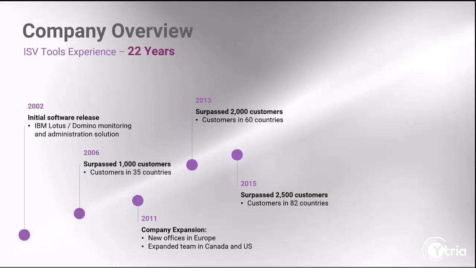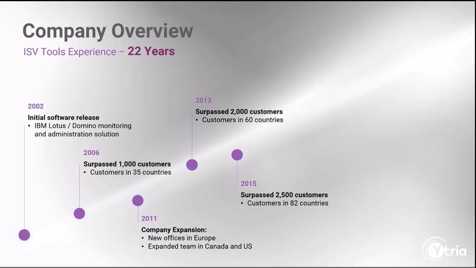So first of all, Whitria. This is all we do. We are an ISV tool vendor. For the past 22 years, we've been building solutions to help administrators like yourselves. We started off in the IBM Lotus Domino space back in 2002, grew that tool set very broadly to over 2,500 customers all around the world, over 82 countries, and then started to watch the market.